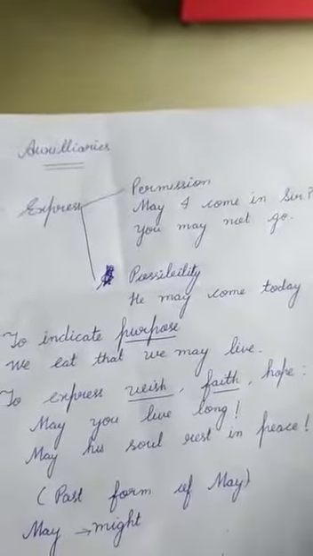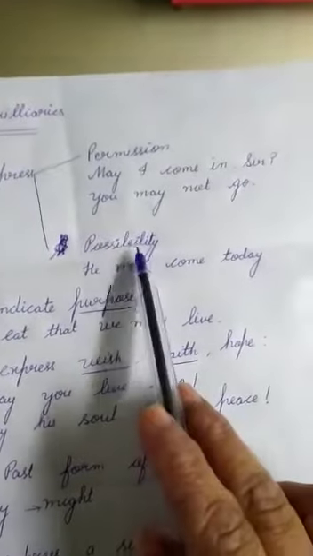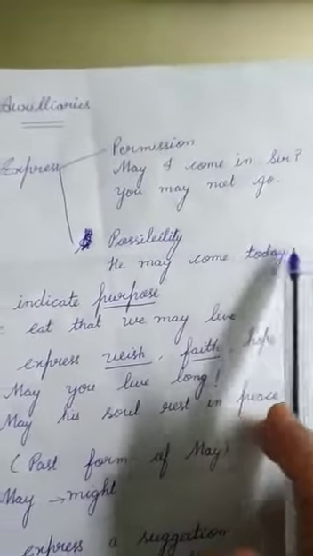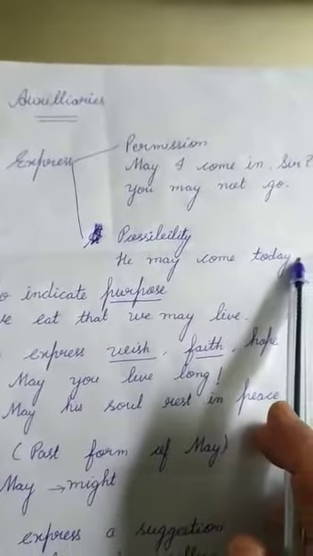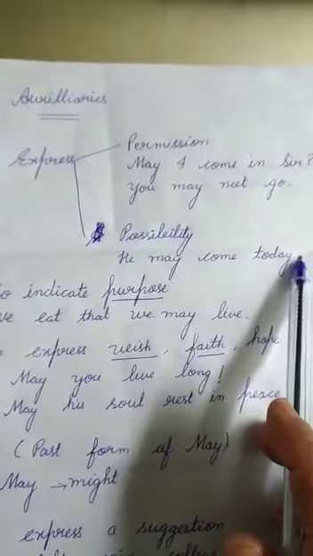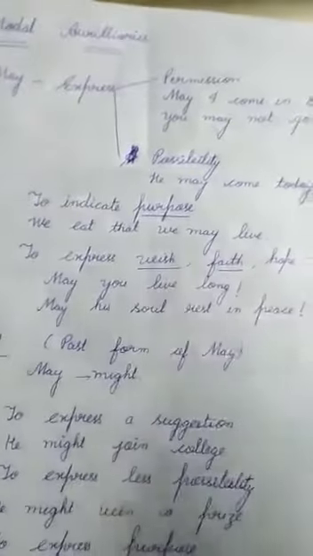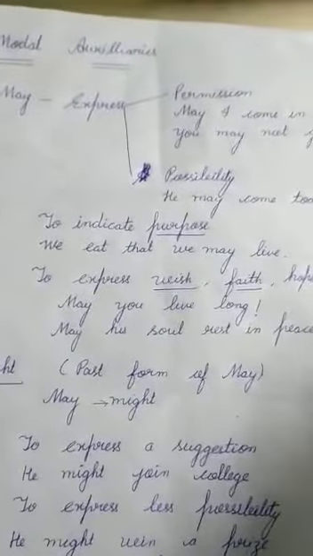You may not go. Next is possibility. He may come today. It means any time he may come today. आ सकता है, पॉसिबिलिटी के लिए यूज कर रहे हैं, संभावना, आ भी सकता है नहीं भी आ सकता.